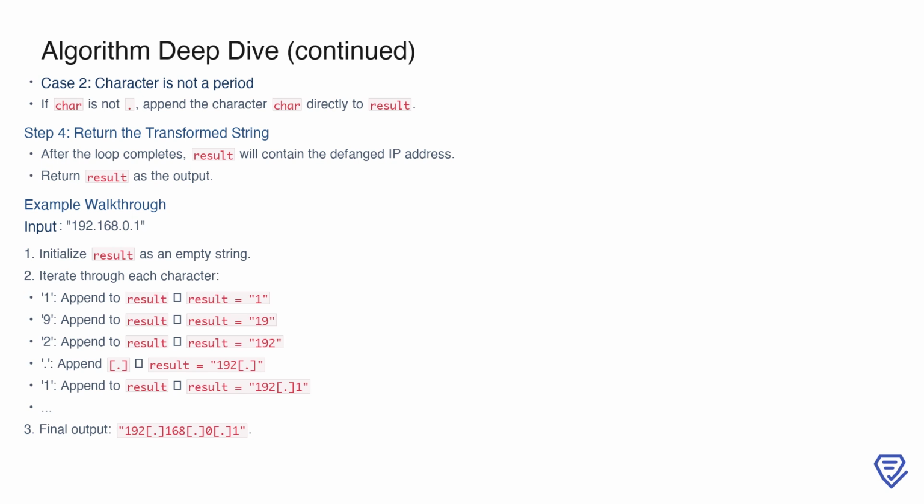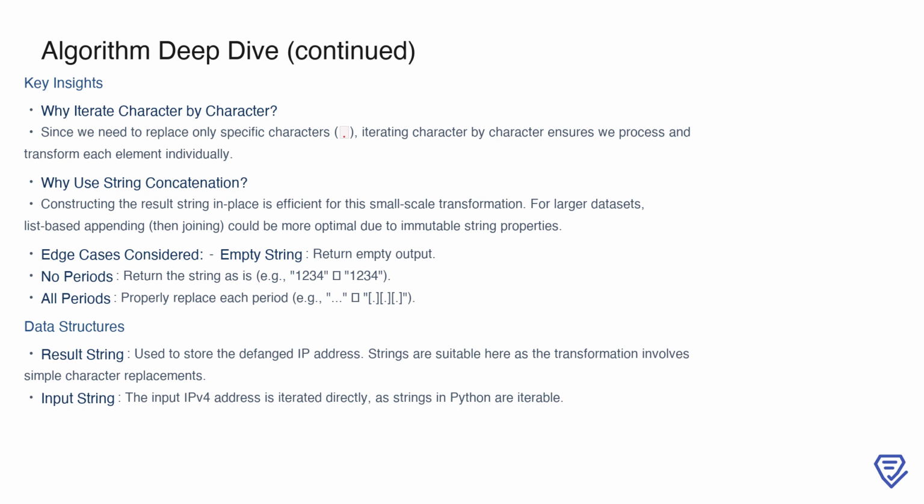This approach guarantees that every period is replaced with [.] while all other characters are preserved, ensuring the desired transformation. Iterating character by character allows us to precisely identify and replace only the periods in the input string without affecting other characters. This method ensures accuracy and simplicity in transforming the IP address.